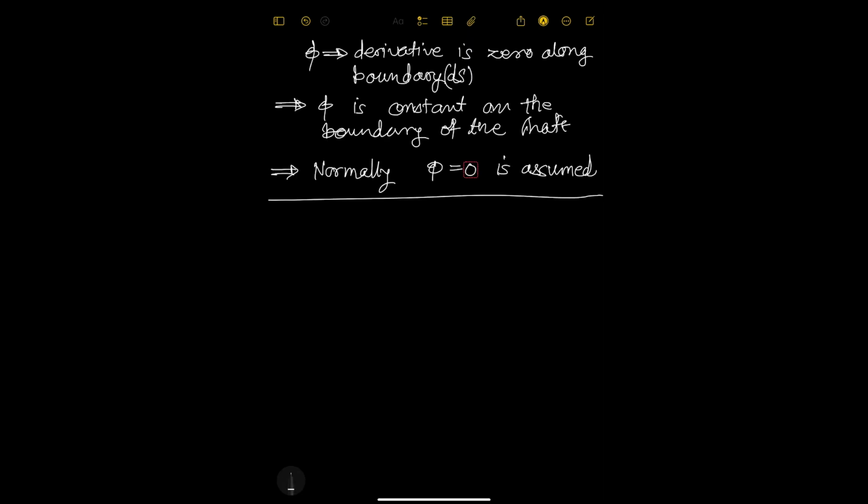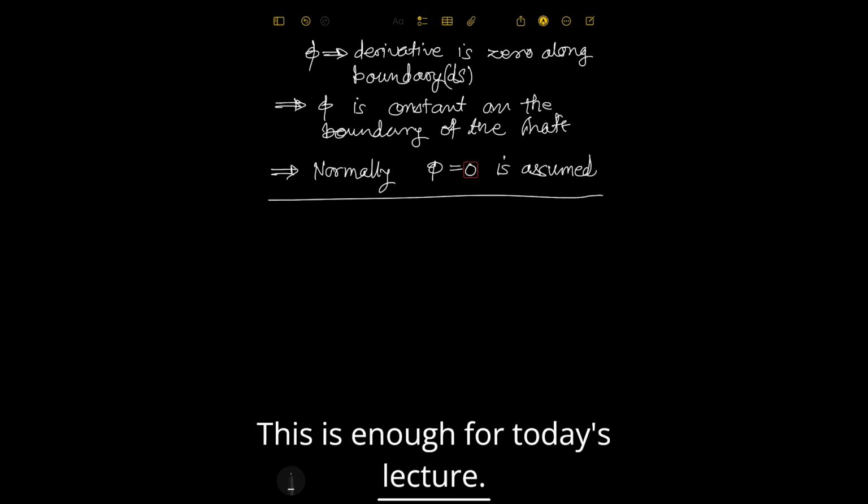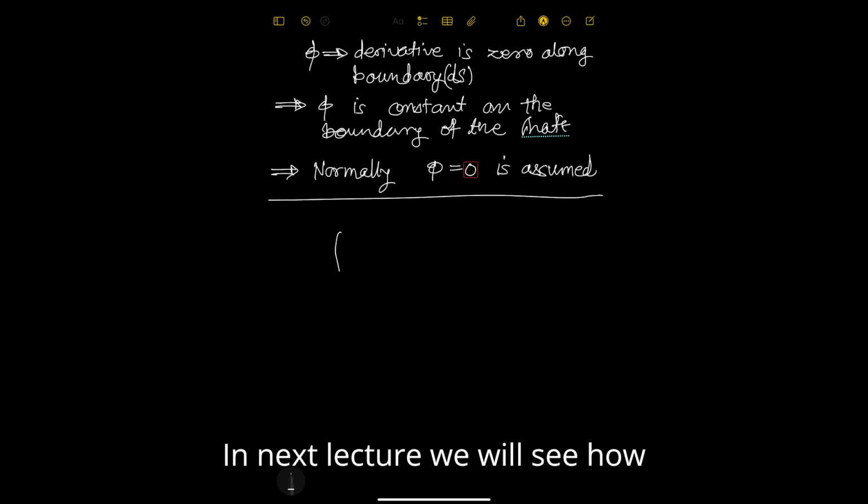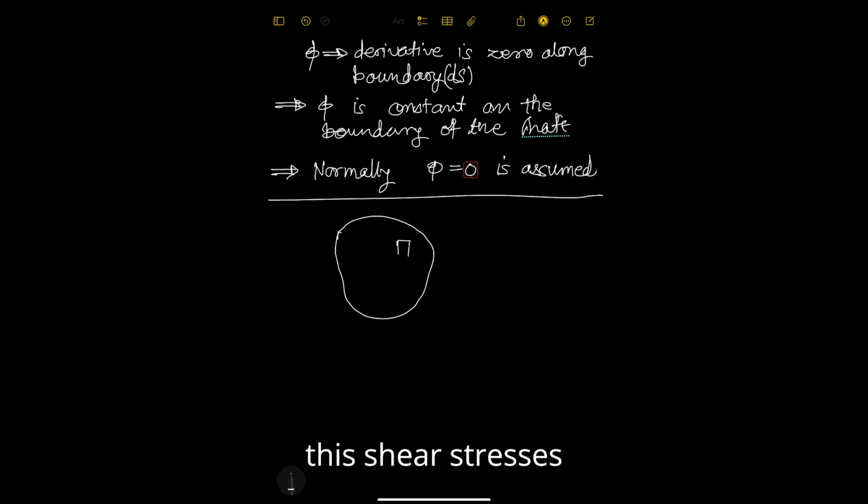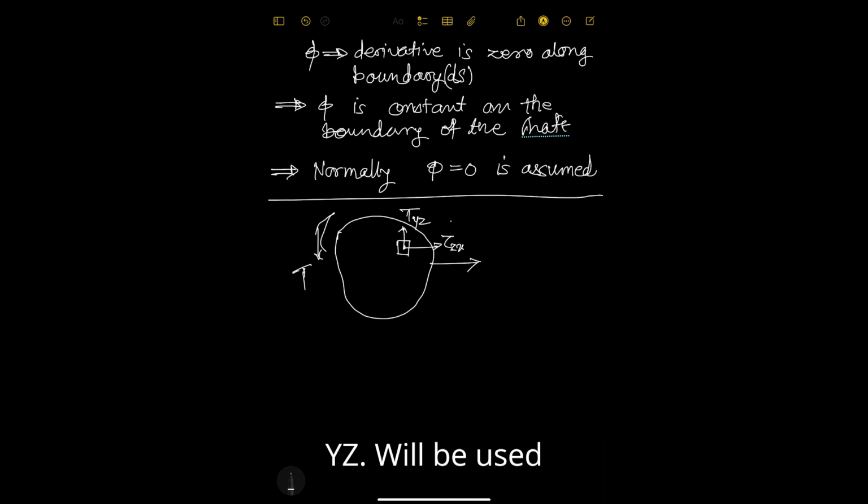I think this is enough for today's lecture. In the next lecture we'll see how the shear stresses acting on an element will affect the moment resistance, and will relate this to the applied torque T. Tau zx and tau yz will be used for the derivation of T, and then we'll correlate this T with phi.